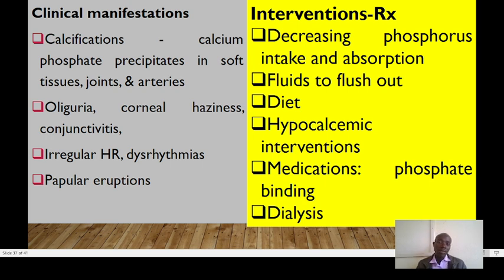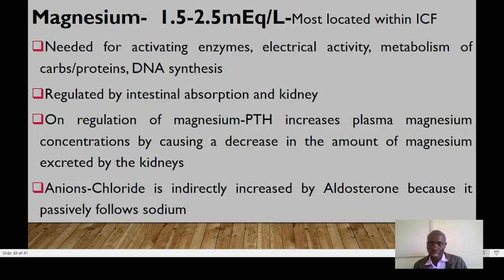So in this case, you have to decrease the phosphorus intake and absorption, and give fluids to flush out the phosphorus. Work on the diet to reduce the amount of phosphorus in the body, and they also need hypocalcemia intervention in this case because hyperphosphatemia will present along with hypocalcemia. So medication could include phosphate binders so as to remove excessive phosphate, and if it goes worse, then we have to do dialysis for that case.